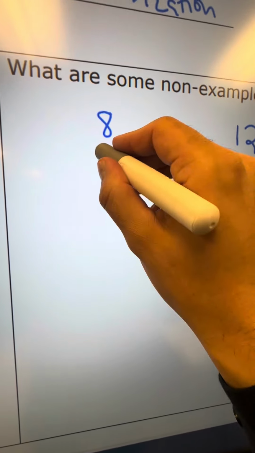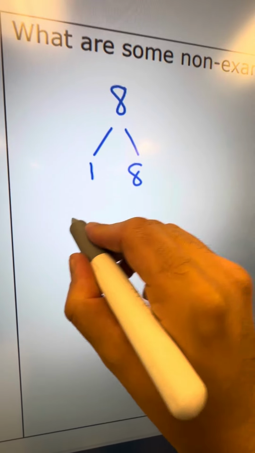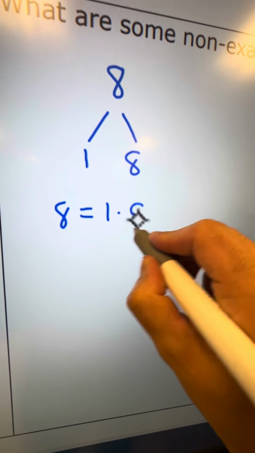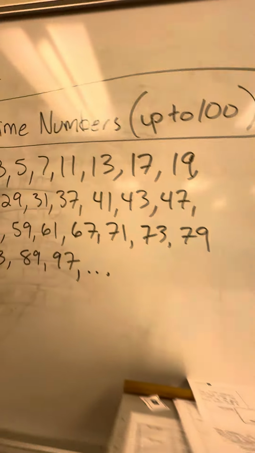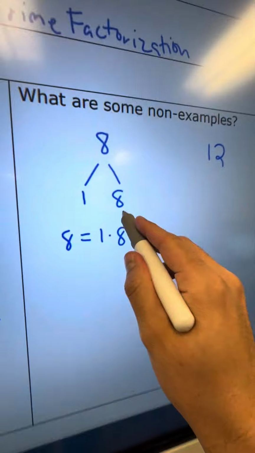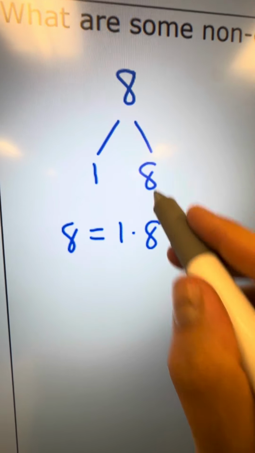So for example, 8. Sometimes I might see a student do this. They'll put 1 times 8, and they'll say, okay, I finished. 8 is the same as 1 times 8. But if you look at 8, this is a composite number. Right, if I look at this list here, 8 is not here. And remember, your final answer should have only prime numbers here. So if that happens, that means you did not break this down enough.